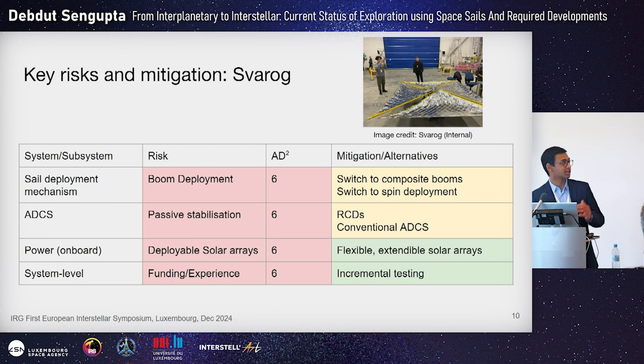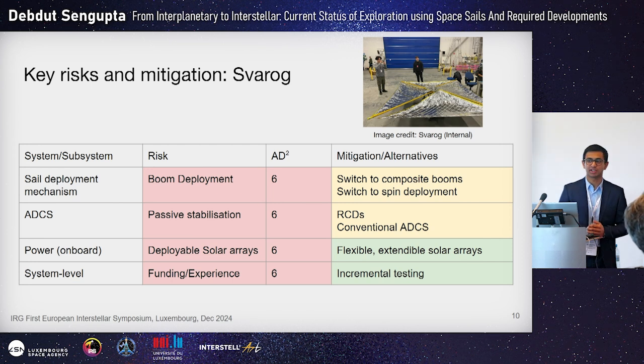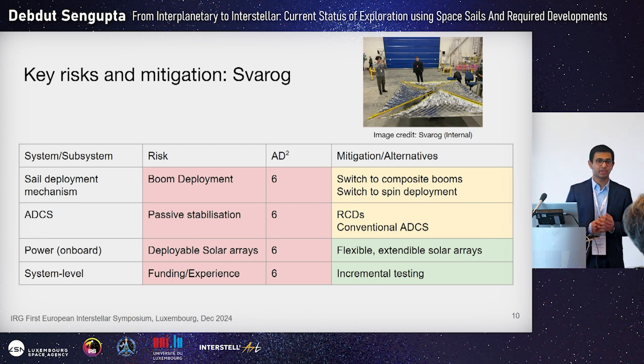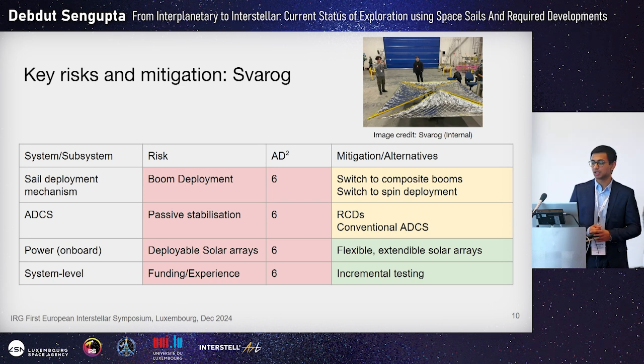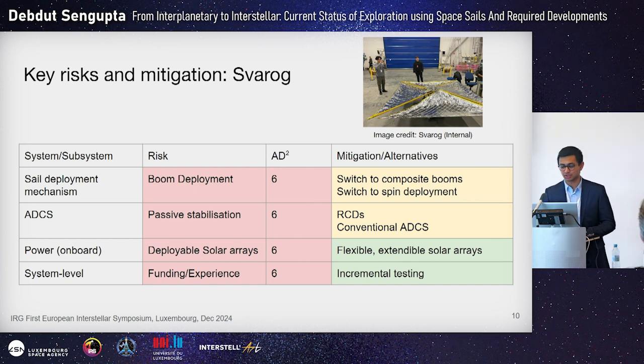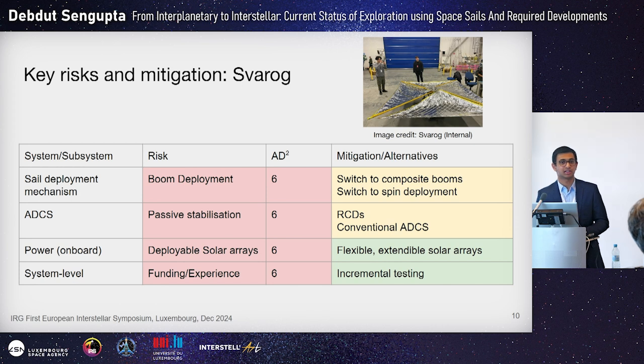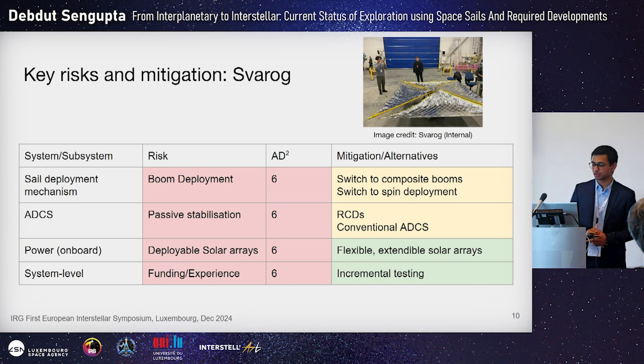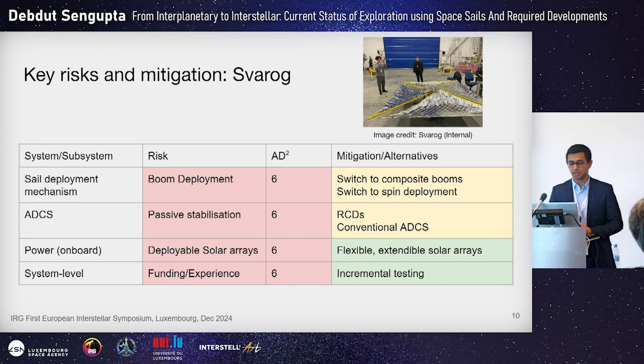Firstly, we can see that the sail deployment mechanism is quite a large risk. We are using metallic booms currently, and we have manufactured a prototype of 3 by 3 meters. But scaling this up to the size we need, about 20 by 20 meters, could introduce further risks, and therefore it might be necessary to switch to a lighter design, such as composite booms or possibly even spin deployment.